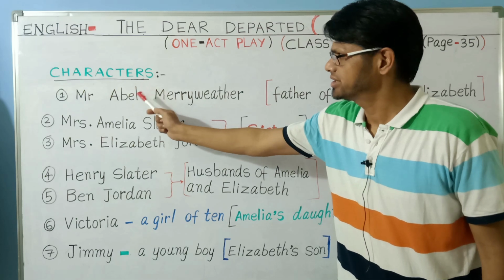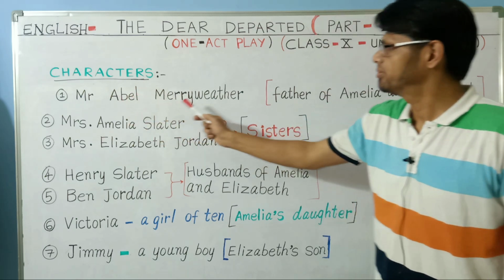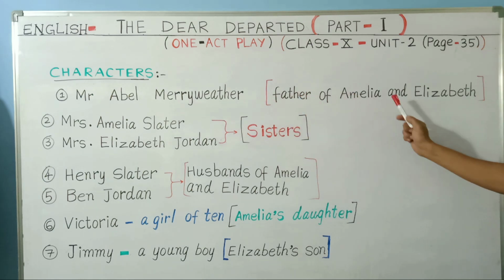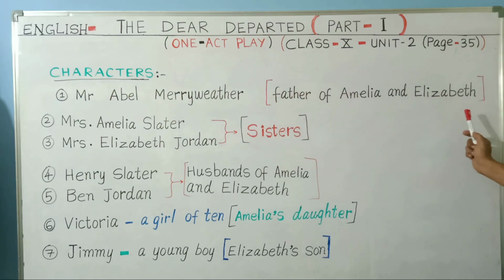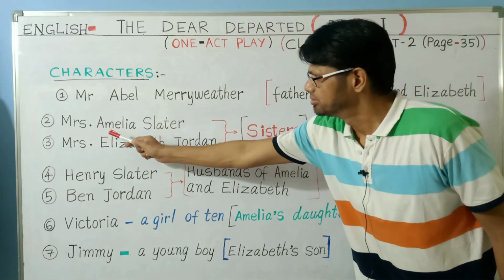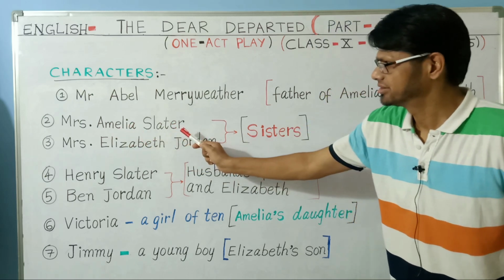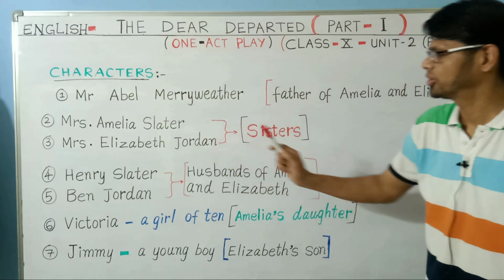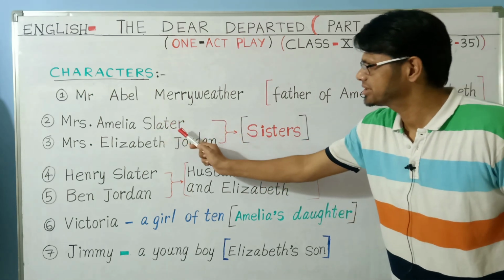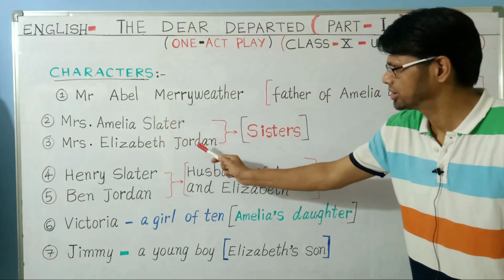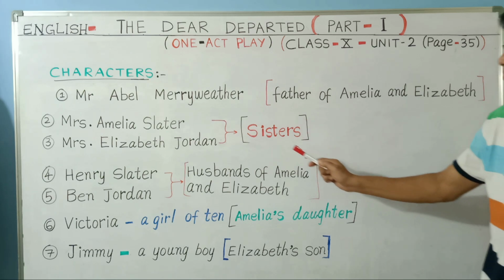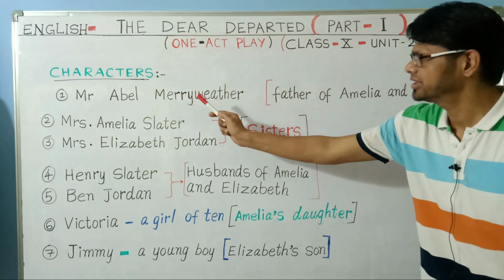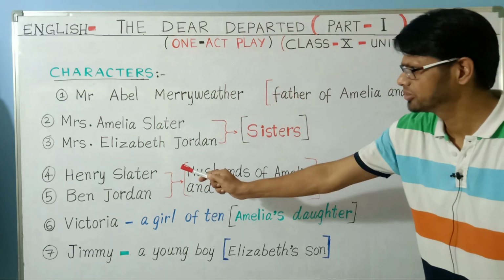Here we have characters. Number 1, Mr. Abel Merriweather. Who is Mr. Abel Merriweather? Father of Amelia and Elizabeth. Number 2, Mrs. Amelia Slater. And number 3, Mrs. Elizabeth Jordan. So Mrs. Amelia Slater and Mrs. Elizabeth Jordan both are sisters, and they are daughters of Mr. Abel Merriweather.